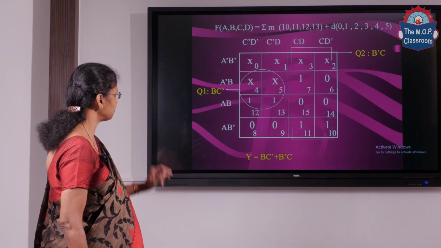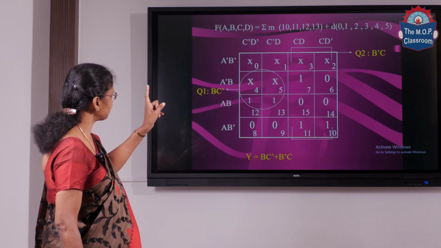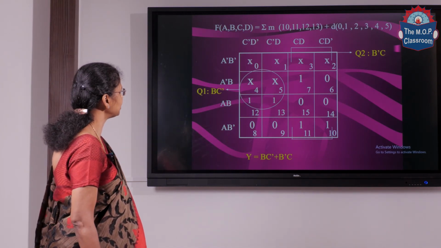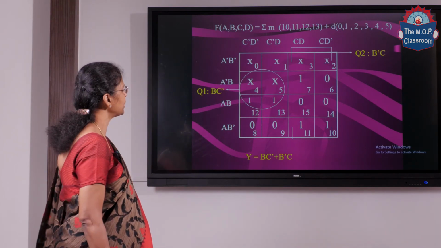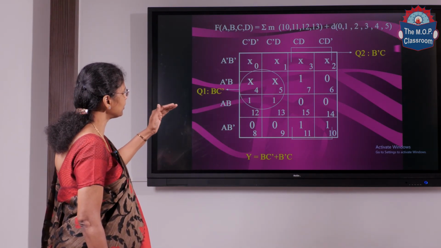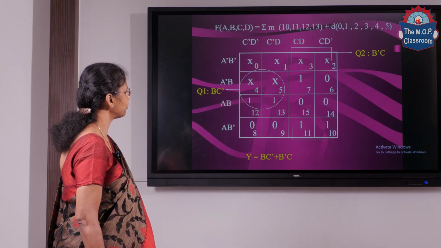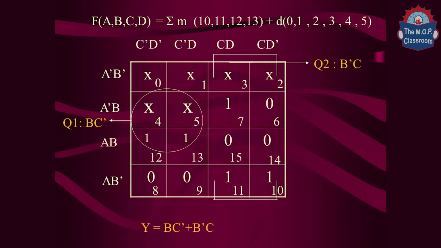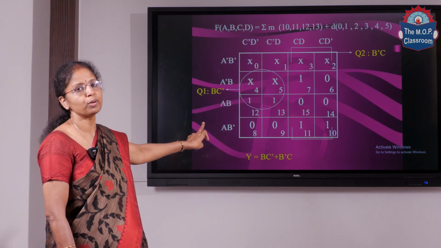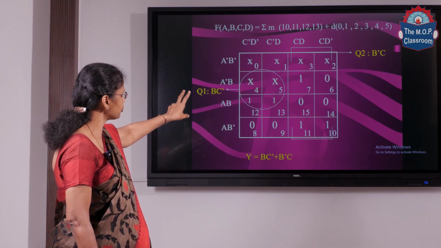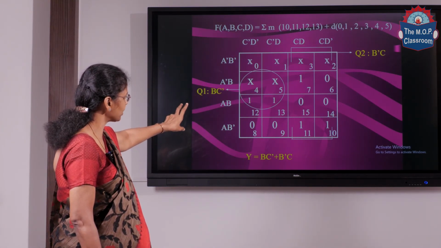We have one more example. So, here again you have the minterms. This is a Boolean function, summation m of 10, 11, 12, 13 plus don't care conditions in 0, 1, 2, 3, 4, 5. So, we are going to fill the K-map for this particular Boolean function. After filling up the K-map, we have to identify the groups. For identifying the groups, we are going to include the X values which are adjacent to ones. So, here we are able to form a quad by treating those two X as 1.